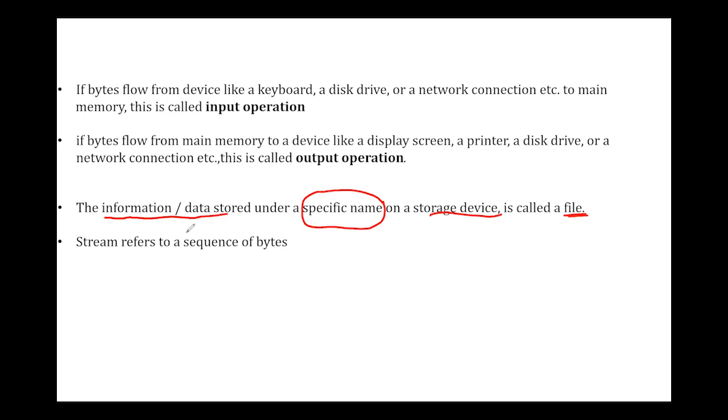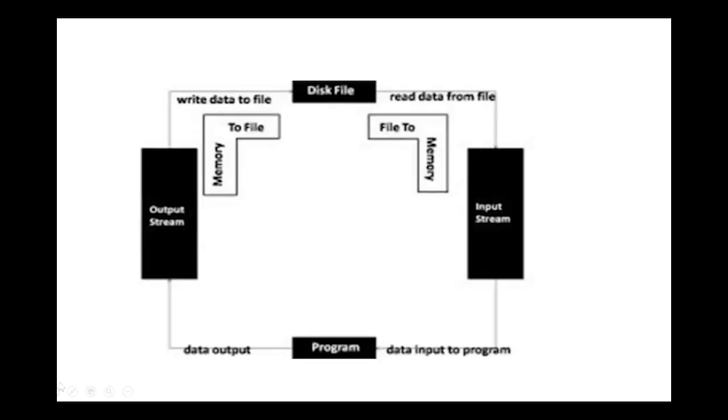Similarly, what is a stream? A stream refers to a sequence of bytes. See, small definitions you should be aware of, right? So see here we have a picture of how exactly the data flows within a system. We have here the disk file. This is nothing but your secondary memory. About secondary memory, primary memory, and everything, we have studied in the very first chapter.